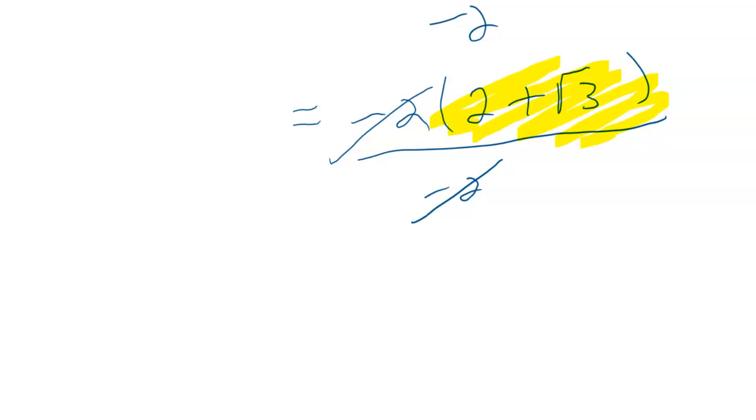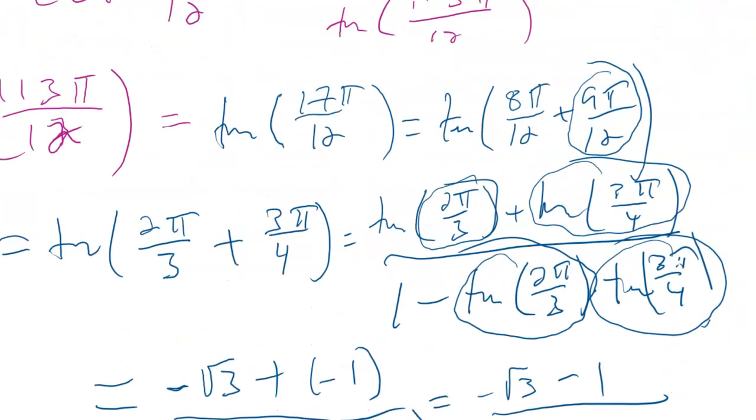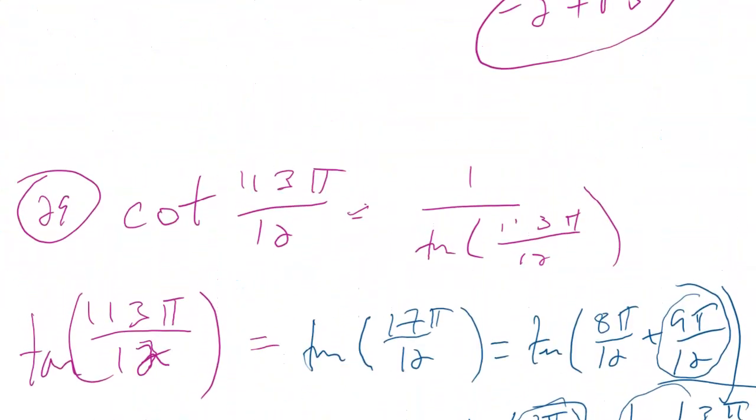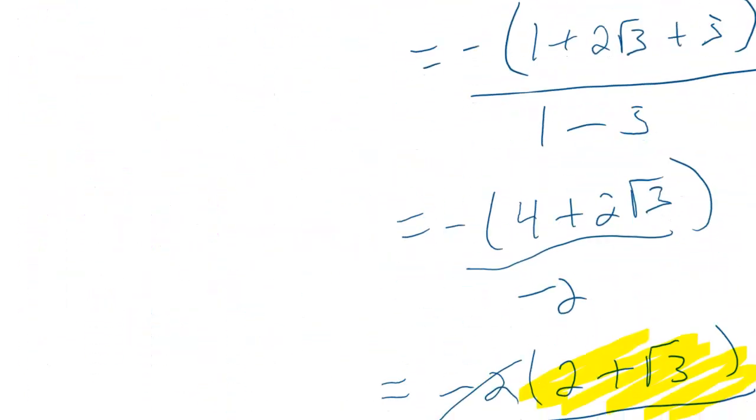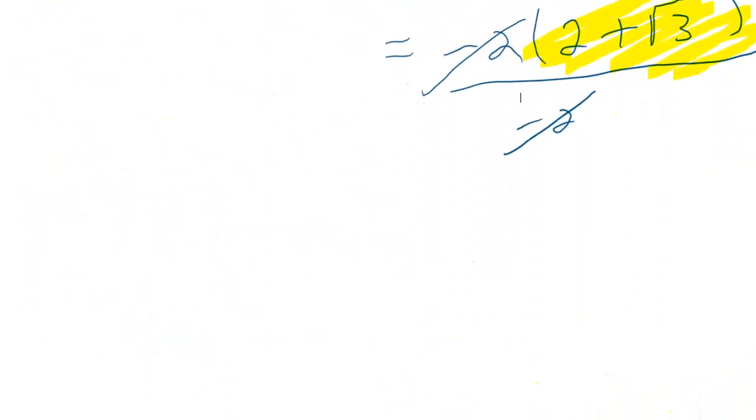We did not find cotangent. We didn't find cotangent of 113 pi over 12. We found tangent. So unfortunately, we have to take this answer and we have to reciprocate it, which is a little challenging, but we shall continue. So we get 1 over 2 plus rad 3, which would be our answer.